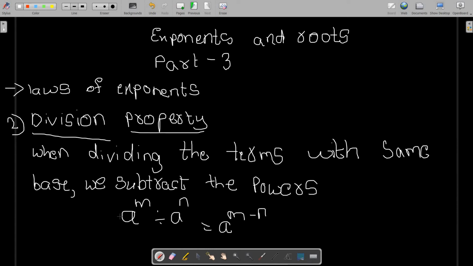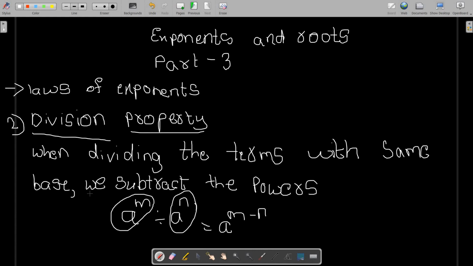So, my dear children, this is the division property in exponents. The statement is, when dividing the terms with the same base: consider a power m is a term, and a power n is a term. So a power m divided by a power n. Here a and a are the same bases, but the powers are different. In the division, we will subtract the powers. In that subtraction also some rules are there.